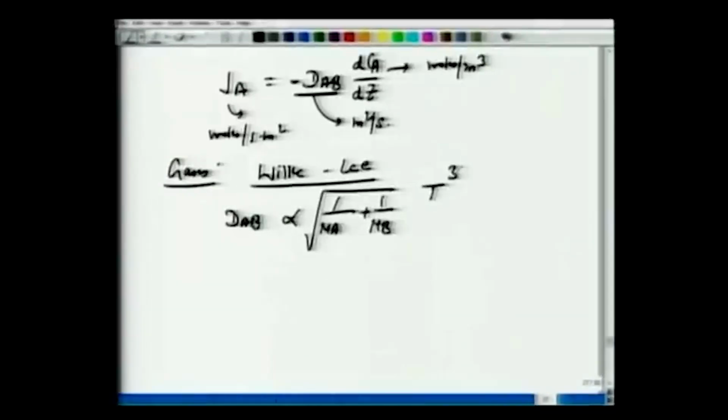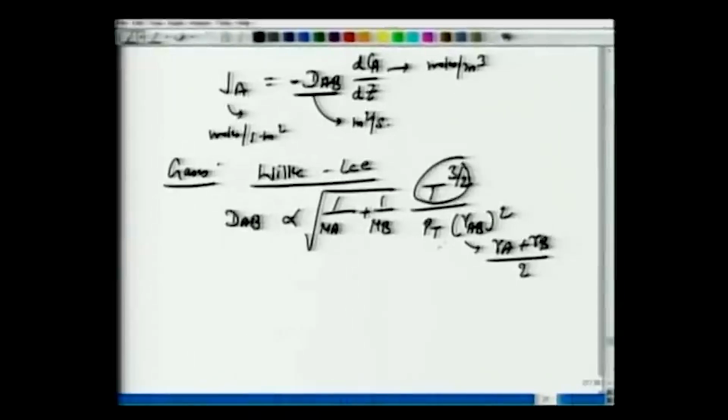It's temperature dependent to the power 3/2, 1 over total pressure, and it also depends upon the size of the molecules. In other words, RAB is nothing but the average radius of two molecules, (Ra + Rb)/2. So at least we should remember that it has a strong temperature dependence, T to the power 3/2, and it's 1 over pressure. Diffusion for liquids, there are also so many correlations available to estimate.